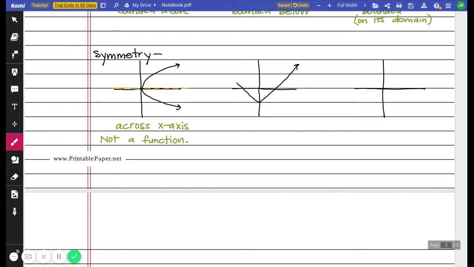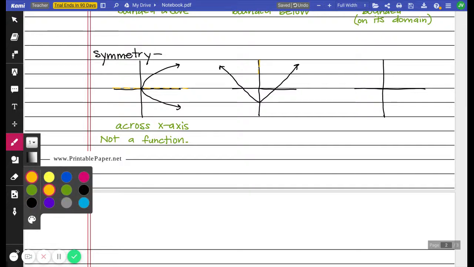I'm going to draw an absolute value equation. This absolute value equation has a line of symmetry across the y-axis. This type of symmetry is called even. This graph is even. In terms of notation, the function evaluated for negative x is the same as the function evaluated for positive x. In other words, if I talk about 3 and negative 3, they both have the same y value.